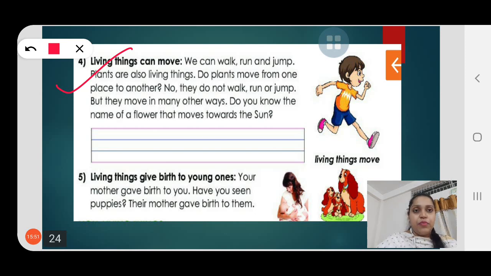A bird can move, an animal can move, we can move. Here a picture of a boy running is being shown. So children, living things move.